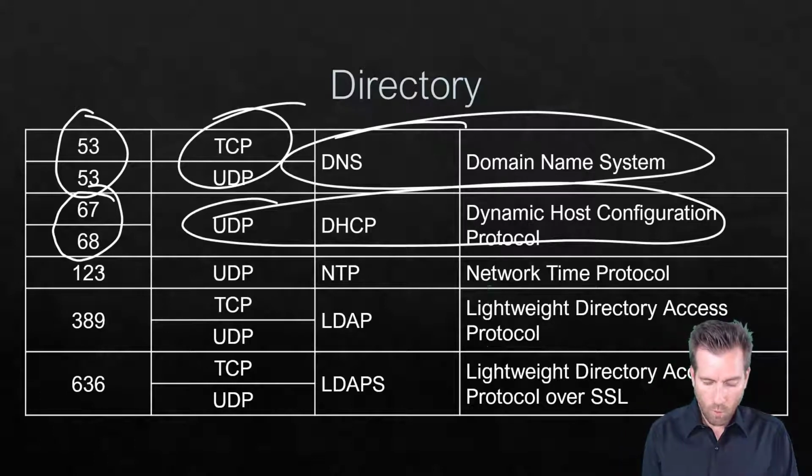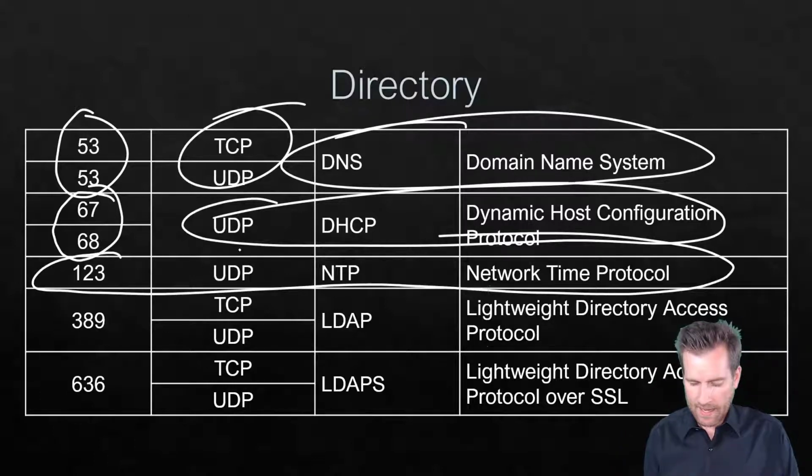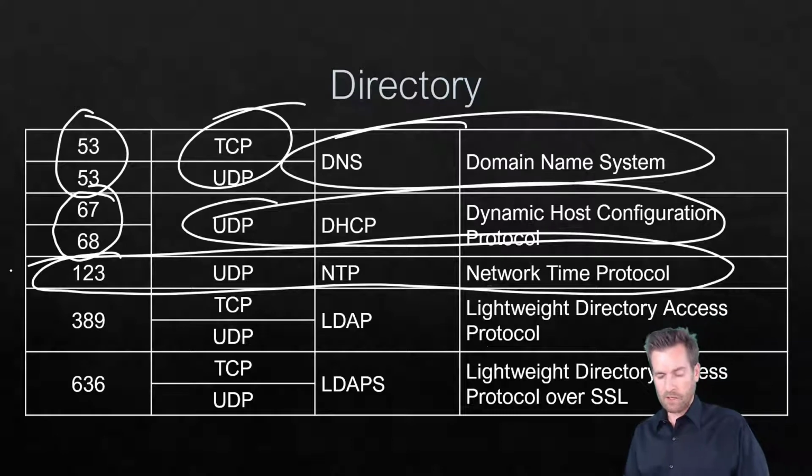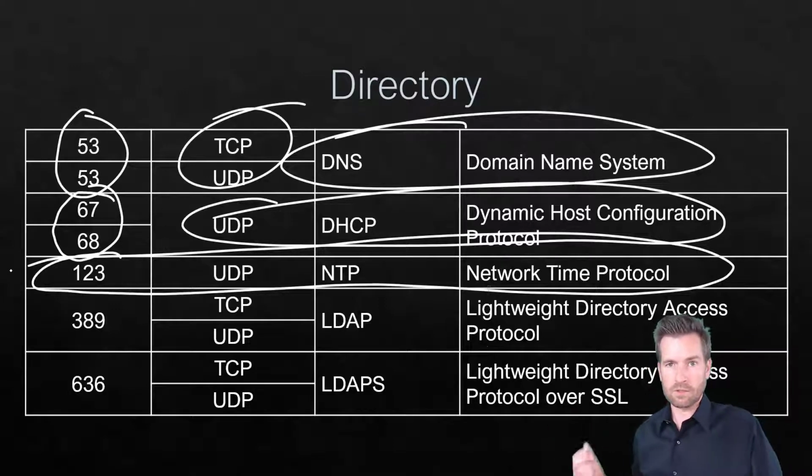Okay, then we have 123, or NTP, the Network Time Protocol. That's UDP. It is a way to sync clocks. If your clock is not synchronized, it can cause problems, especially when you're using Active Directory and Kerberos and your machine gets off from the rest of the network. It also can possibly cause some problems when you're out there scrolling around on the internet.